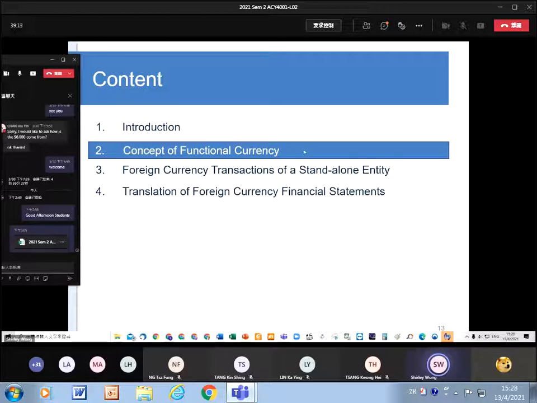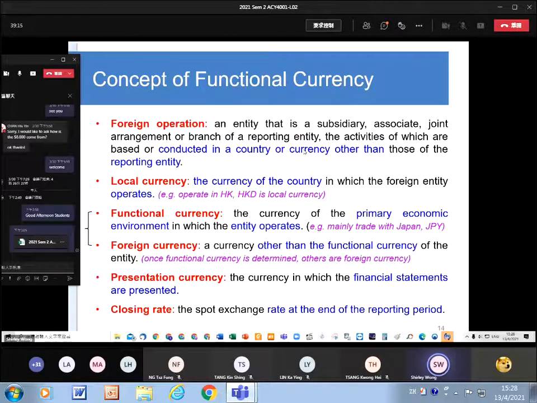So we're talking about the functional currency. First of all, let me give you some definitions here. The first definition is called foreign operation. Foreign operation here means that you are the reporting entity. Reporting entity means you need to submit the financial statement for reporting. That means you are the holding company.